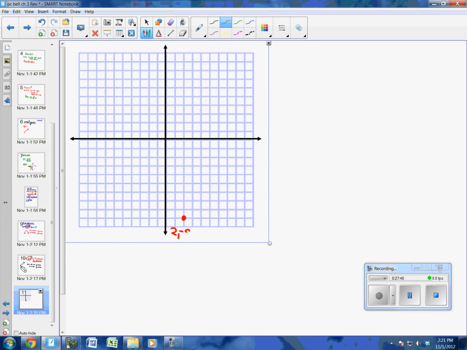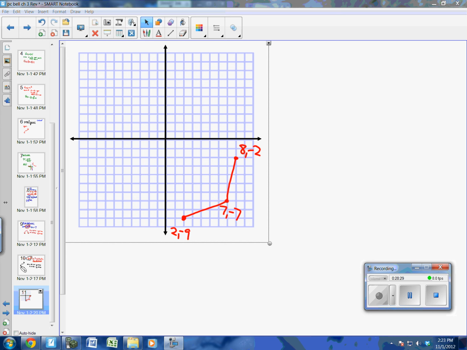This point is 2, -9. This point right here is 7, -7. And this point right here is 8, -2. I'm going to connect those 3 points with this graph right here. And I want you guys on your whiteboards to draw the inverse of that graph.